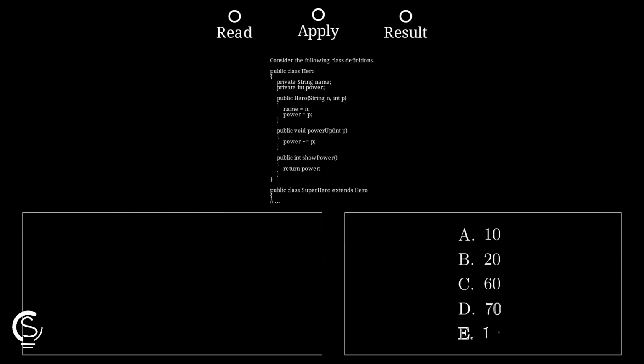First, notice that the variable j is declared as a Hero, but it actually holds a Superhero object. This means Java will look for methods in the Superhero class first.